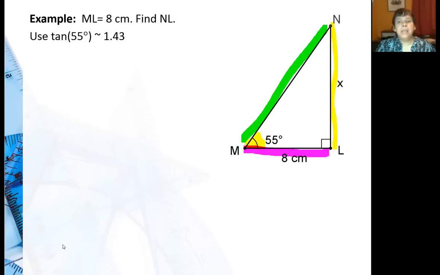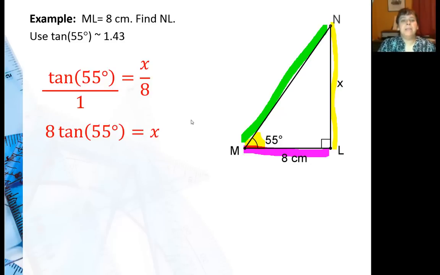So I'm going to do tangent is opposite over adjacent. So tangent of this angle here, 55 degrees, that goes inside of the tangent, equals x over 8. All right? So it's tangent of the angle equals opposite over adjacent. Now I'm going to go ahead and put a 1 underneath to make it easier to cross multiply. And I have 8 times tangent of 55 is x.